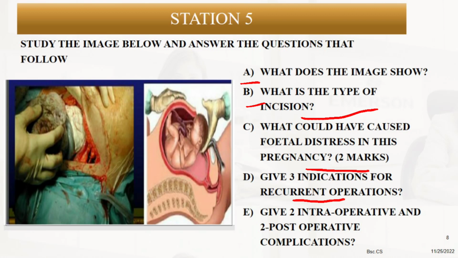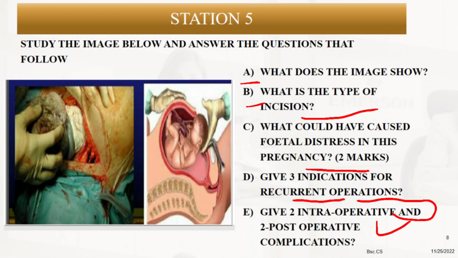Then give 2 intra-op and 2 post-operative complications. So intra-op, we can have shock, hemorrhage, injury to the adjacent surrounding organs such as the bladder, ureter. Then post-operative complications, the 2 post-operative complications, you can have infection, also PPH can also occur. Those are some of the post-op complications of a cesarean section.